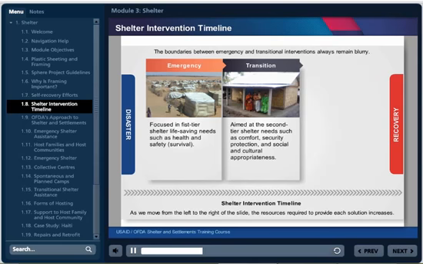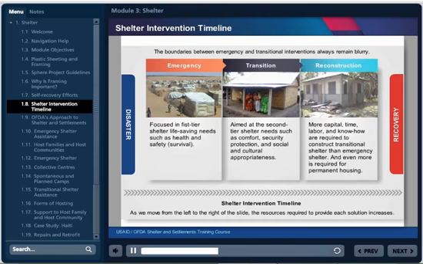As we move from the left to the right of the slide, the resources required to provide each solution increase. More capital, time, labor, and know-how are required to construct transitional shelter than emergency shelter, and even more is required for permanent housing. Thus, households with better access to resources, status, and social connections are often the first to secure permanent shelter post-disaster and bypass or shorten the time spent in emergency and transitional shelters.